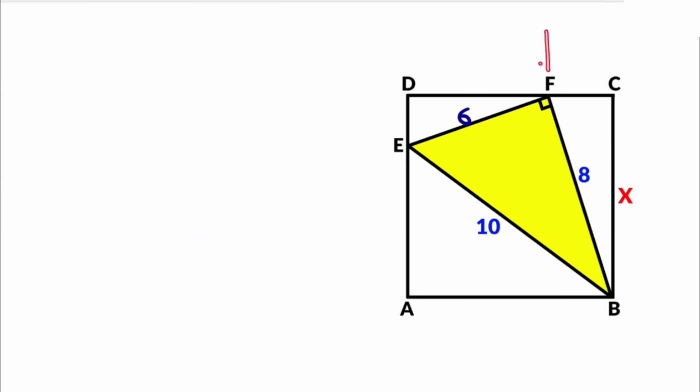Now, let's look at point F. Since DF and FC lie on the same straight line, the three angles around that straight line add up to 180 degrees. The angle inside triangle EFB is 90 degrees, so the other two angles together must also total 90 degrees. Let's call them alpha and beta. That means alpha plus beta equals 90 degrees.